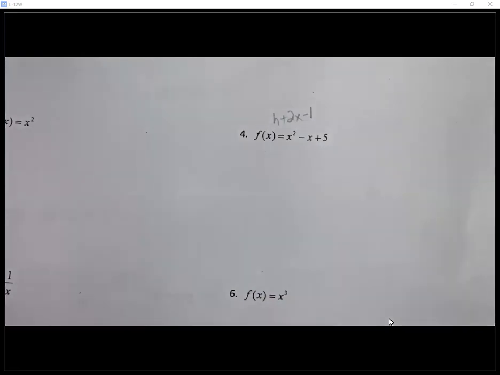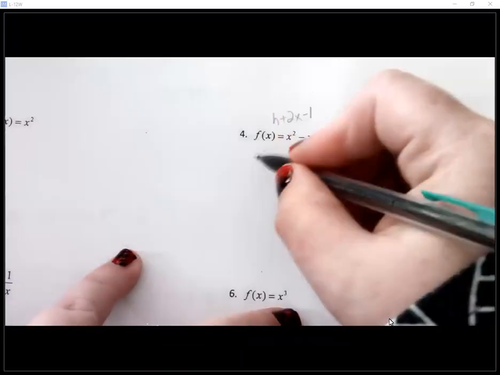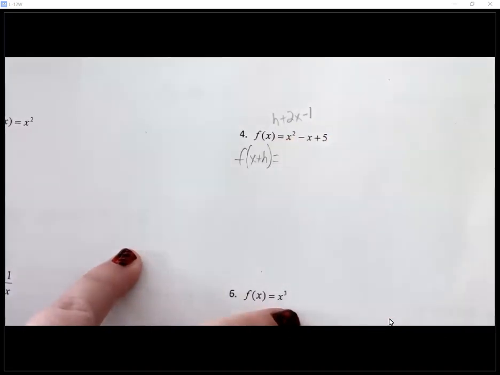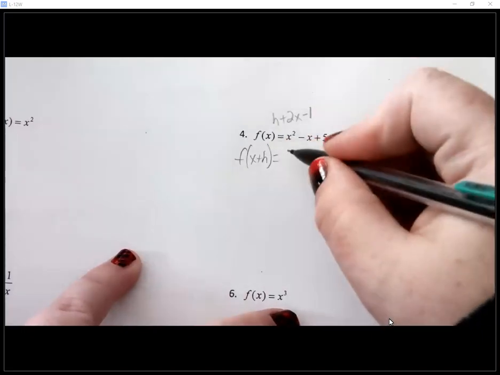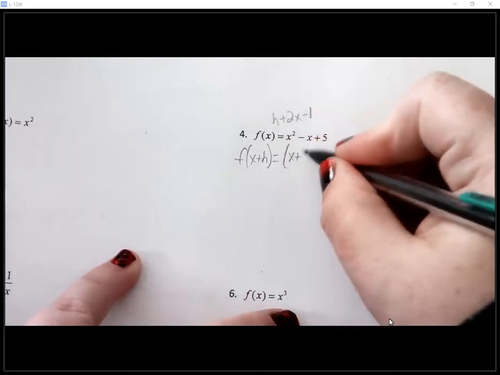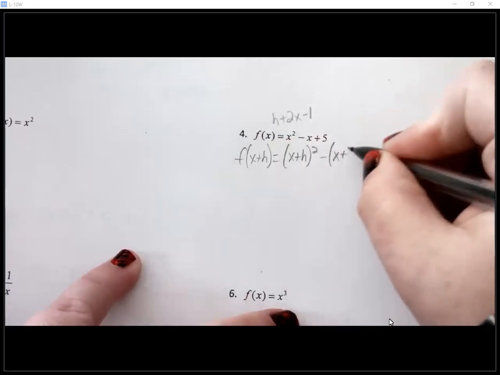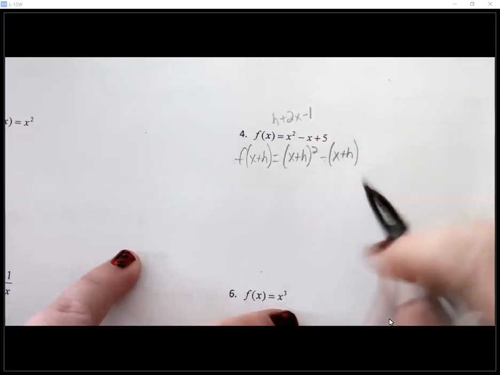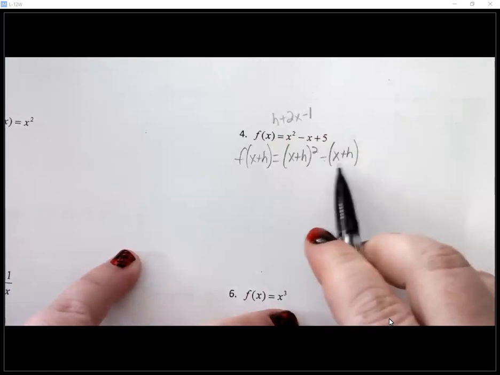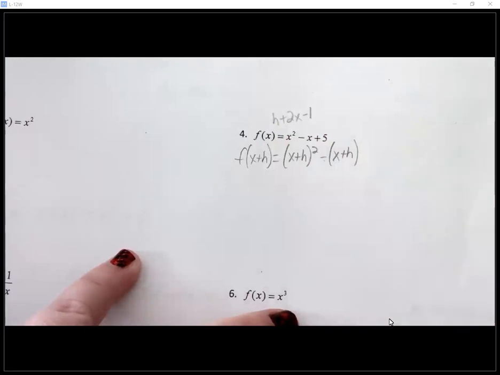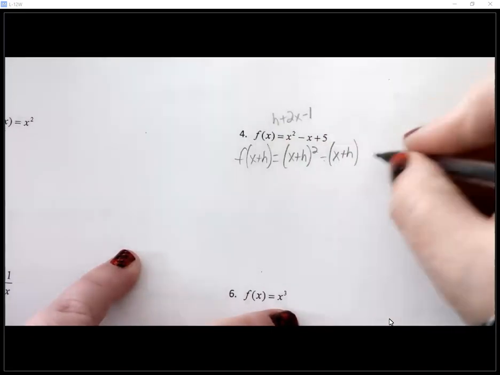All right, so first we need to do f of x plus h. So let's see what that gets us. So remember, anywhere you see an x, you are now going to replace it with x plus h. So that means I have x plus h squared minus x plus h. Make sure you're going to subtract all of that. It's 2 pieces. It's a binomial, so you have to subtract all of it, not just the x. And then I have this plus 5 on the end.